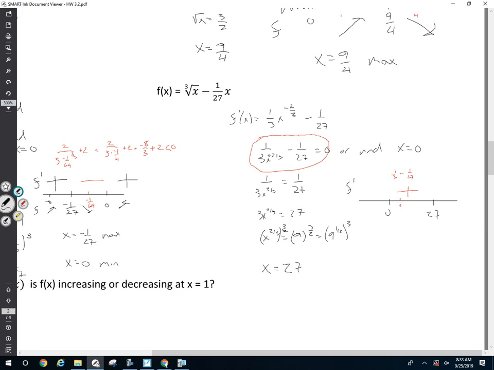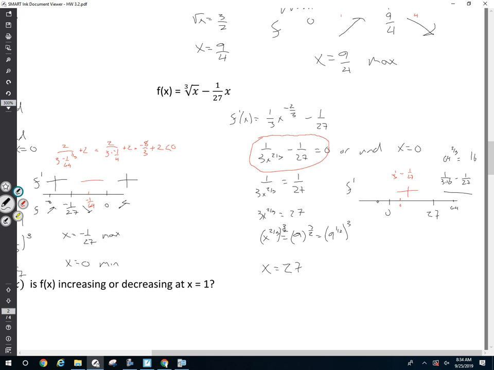Now, I'd have to cube root then square. The next number that's easy to cube root and then square is 64, because the cube root of 64 is 4. 4 squared is 16. So I have 1 over 3 times 16 minus 1 over 27. 3 times 16 is going to be a larger number in the denominator, so this would be a smaller fraction, minus 1/27. That's going to be a negative.